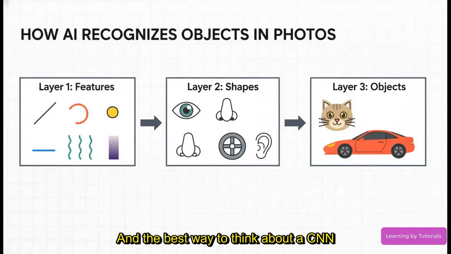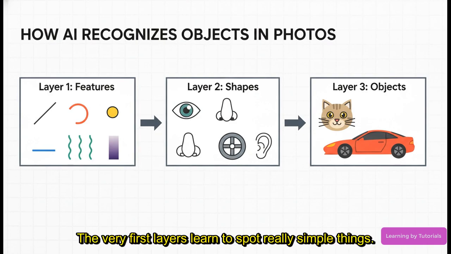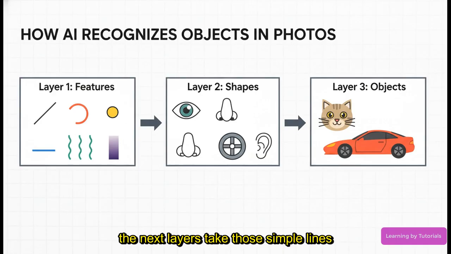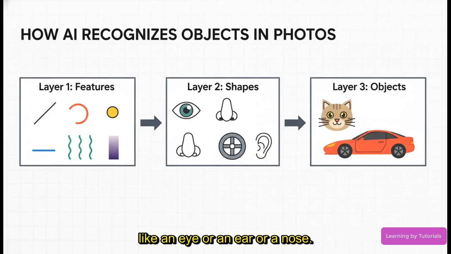And the best way to think about a CNN is that it learns in layers, almost like a kid learning to draw. The very first layers learn to spot really simple things, basic lines, curves, maybe some color patches. The next layers take those simple lines and learn to combine them into more complex shapes, like an eye or an ear or a nose.